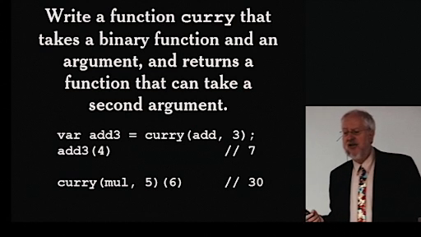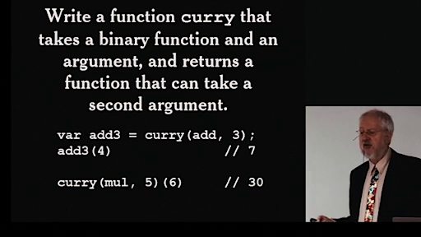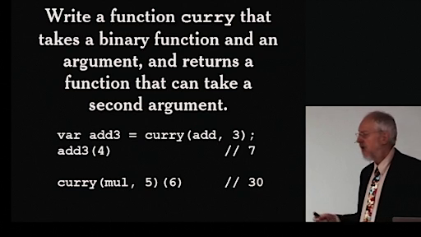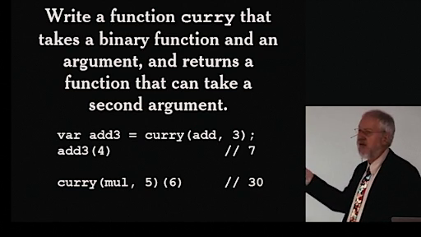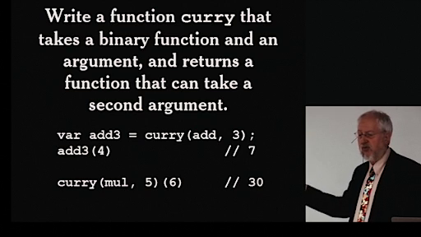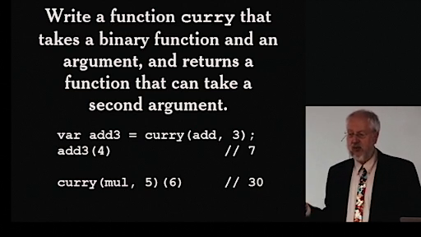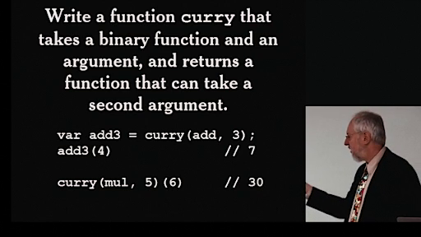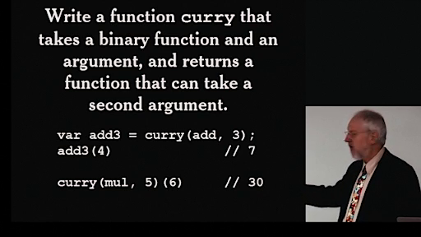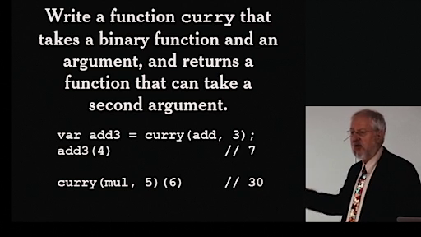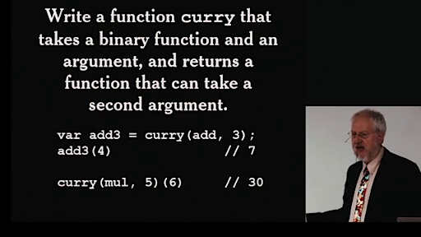Write a function curry that takes a binary function and an argument and returns a function that can take a second argument. So here we'll pass to the curry function the add function that we wrote this morning and 3. It will return a function that will add 3 to things. Similarly, we could pass to curry the multiply function and 5, and it will return a function that will multiply things by 5.